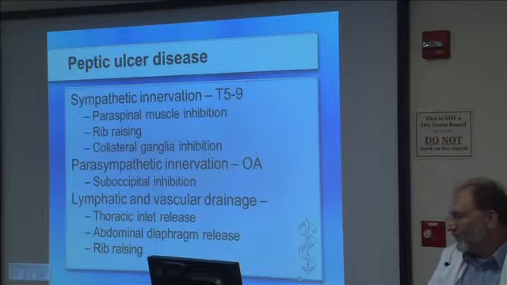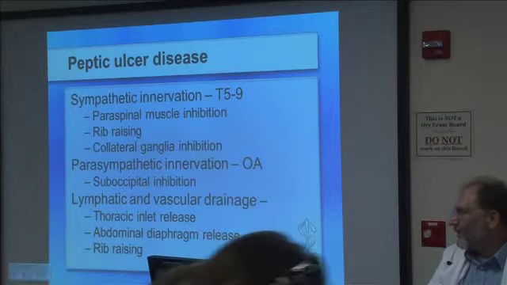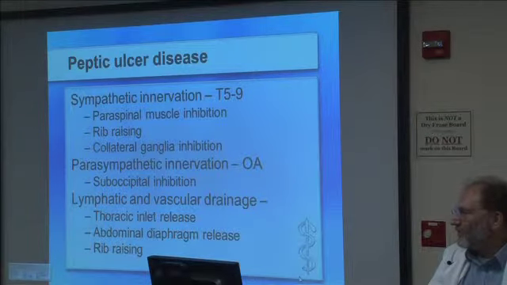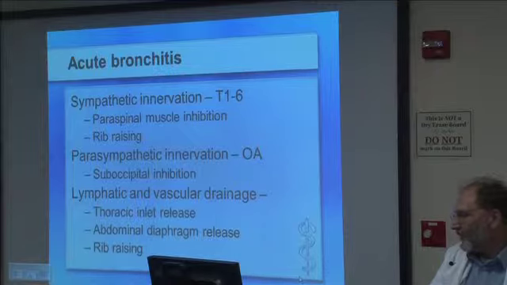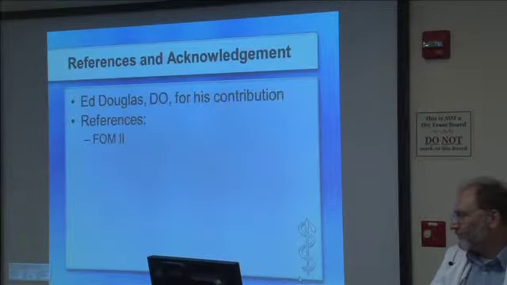The sympathetics, you want to hit the OA. And then again, you want to check the thoracic. These all give you key things to check when people come in with these particular problems. Acute bronchitis, again, 1 through 6. You want to check first ribs, anterior ribs, rib functions. You want to check the OA. Again, the thoracic inlet, abdominal diaphragm, treatment with rib raising.